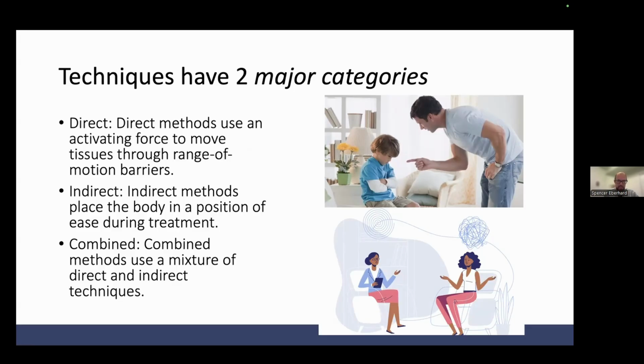So direct treatments use activating force to move the tissues to the range of motion and to the barrier, and then try to go past that barrier to kind of free it up a little bit. I like to relate direct treatments to disciplining your child when they have done something naughty. You say, no, no, no, that is something very wrong to do, and your child's like, grumpy, fine, I won't do it anymore. And so sometimes that's actually a necessary treatment.